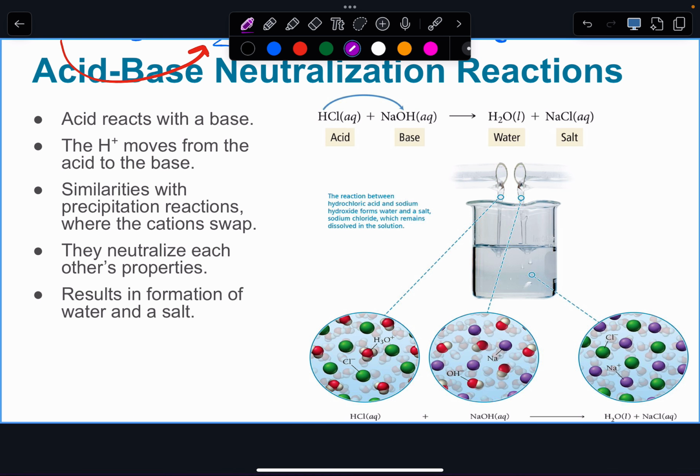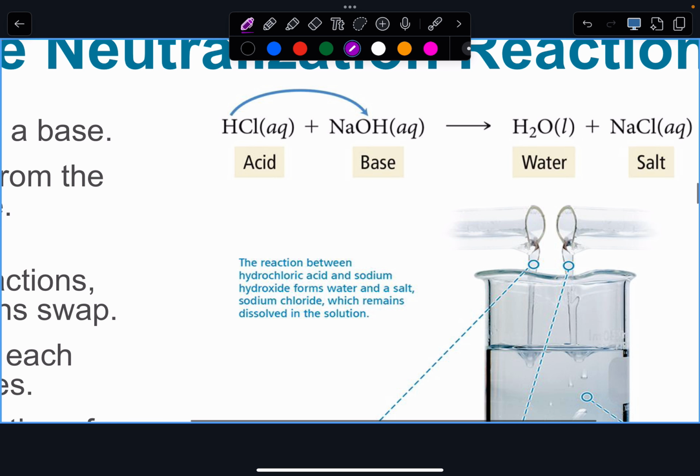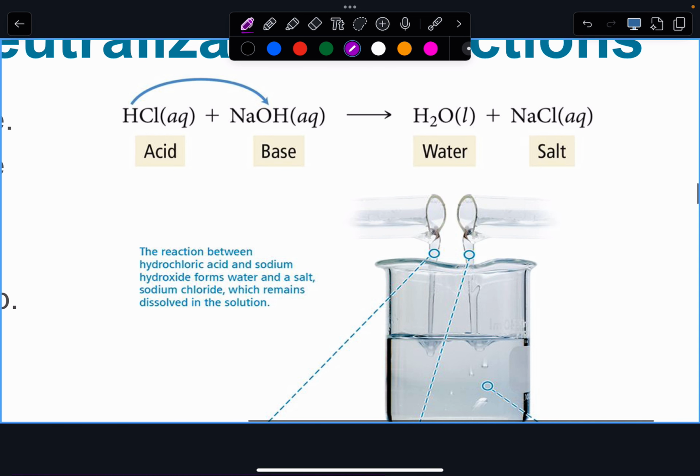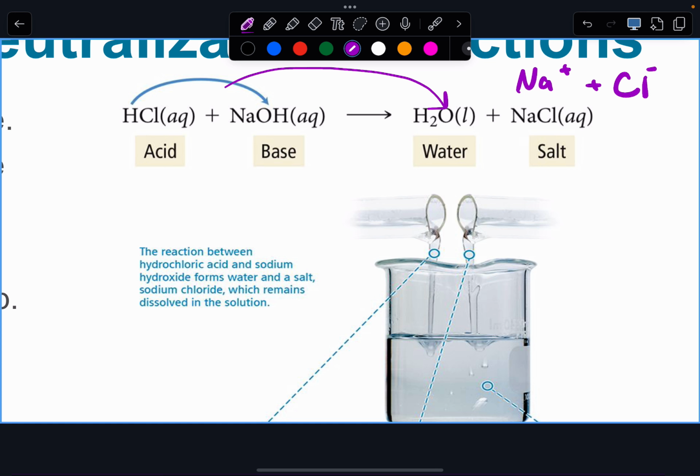So on HCl, you see that hydrogen moves over to the OH-. It's donating. The base is accepting. So the H and the OH- turn into water. And then what's left behind is the Cl- from the acid, the Na from the base. So it's not wrong if you leave this as just Na and Cl.